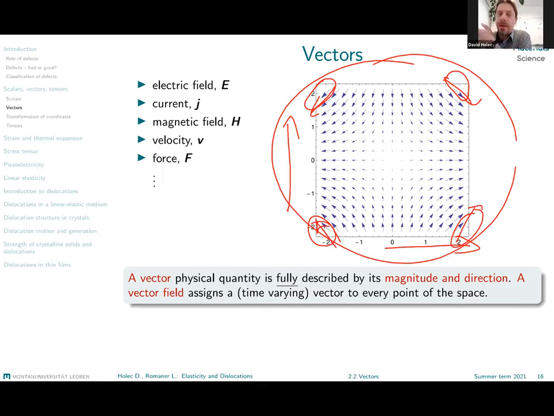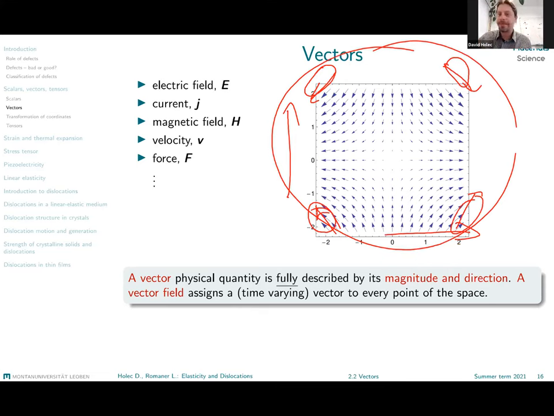So in order to fully define a vector field, we need to provide, for each position and time, two things. We need to provide the magnitude of that quantity, so this is kind of a scalar, and the direction in which it points. And these two together, magnitude and direction, define a vector.